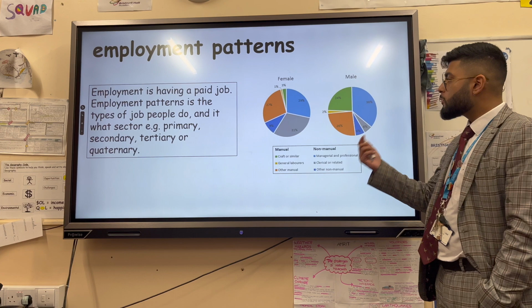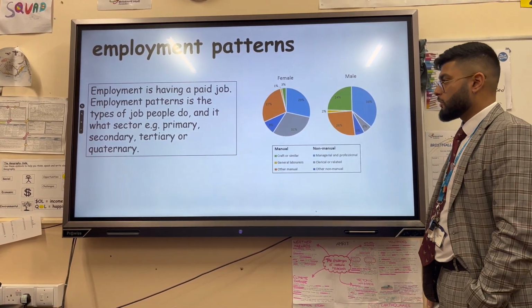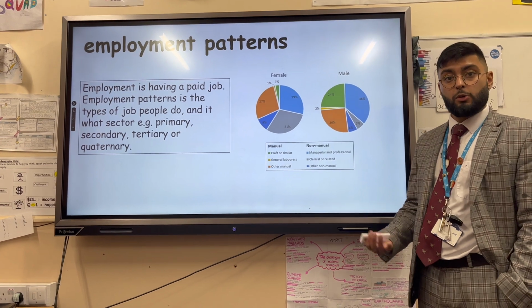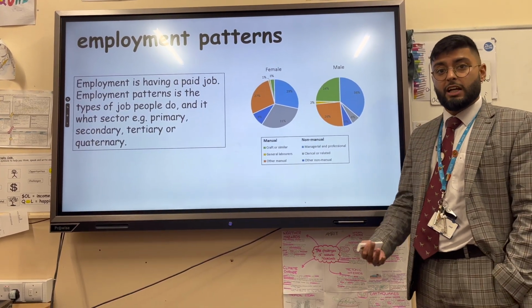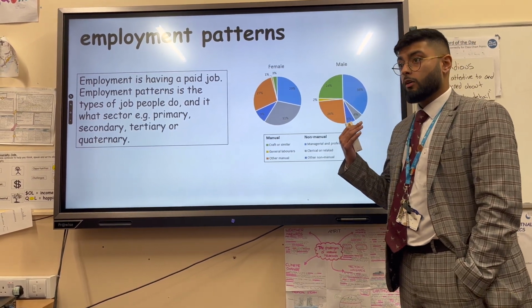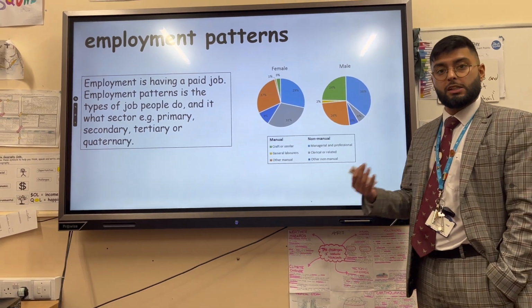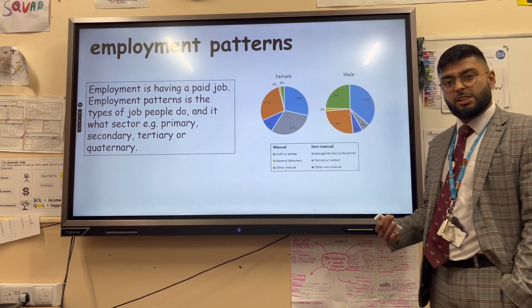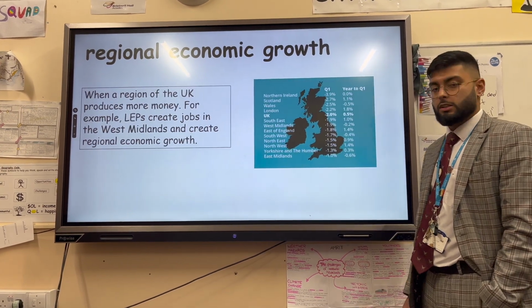Employment patterns. When we're talking about employment patterns, we're talking about the type of job that people do, whether they're working in the primary, secondary, tertiary or quaternary sector. And what we see generally is in poorer countries, or in HICs a long time ago, people working in the primary and secondary sector, but in HICs generally, most people work in the tertiary and quaternary sectors.